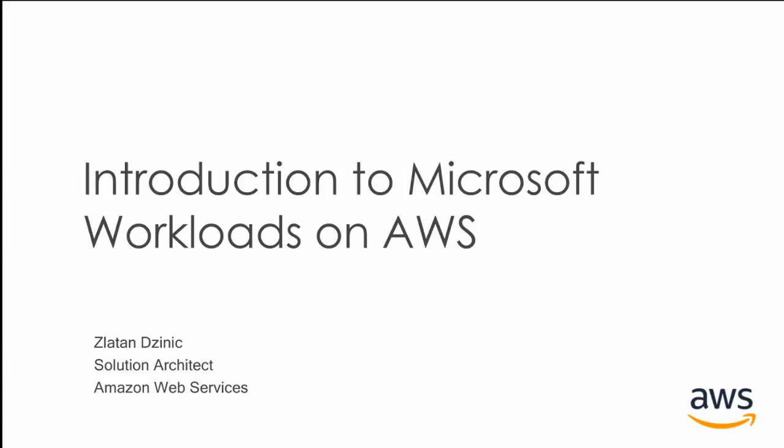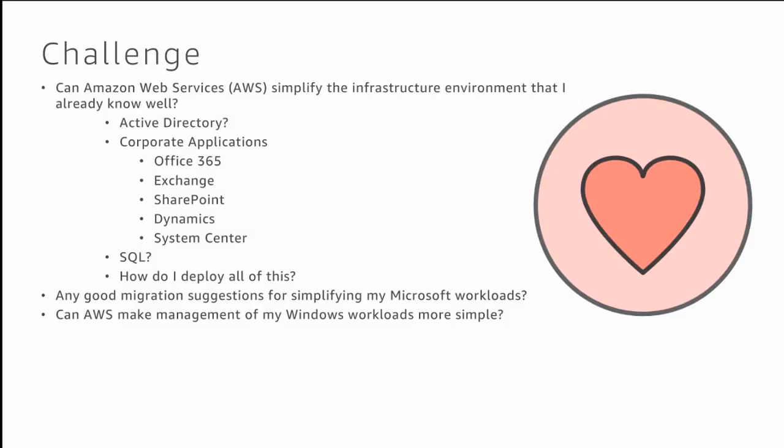So, what is our challenge with running workloads on AWS? Can Amazon Web Services simplify the infrastructure environment that we already know very well and run, right? Things like Active Directory or any of our corporate applications, Office 365, Exchange, SharePoint, Dynamics, System Center. What about SQL? What about any .NET applications that accompany that? How do we deploy all of this, right? And then what about all of our workloads that we already have that are either running on a different cloud or running in a data center? Can we simplify migration specifically of Microsoft workloads into AWS? Can AWS make management of my Windows workloads more simple?